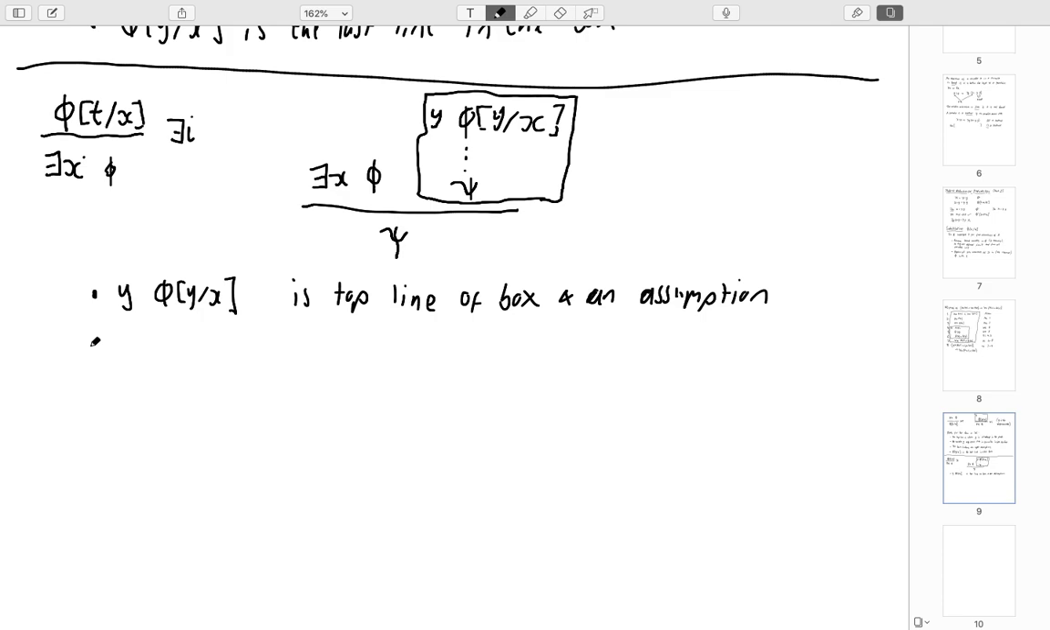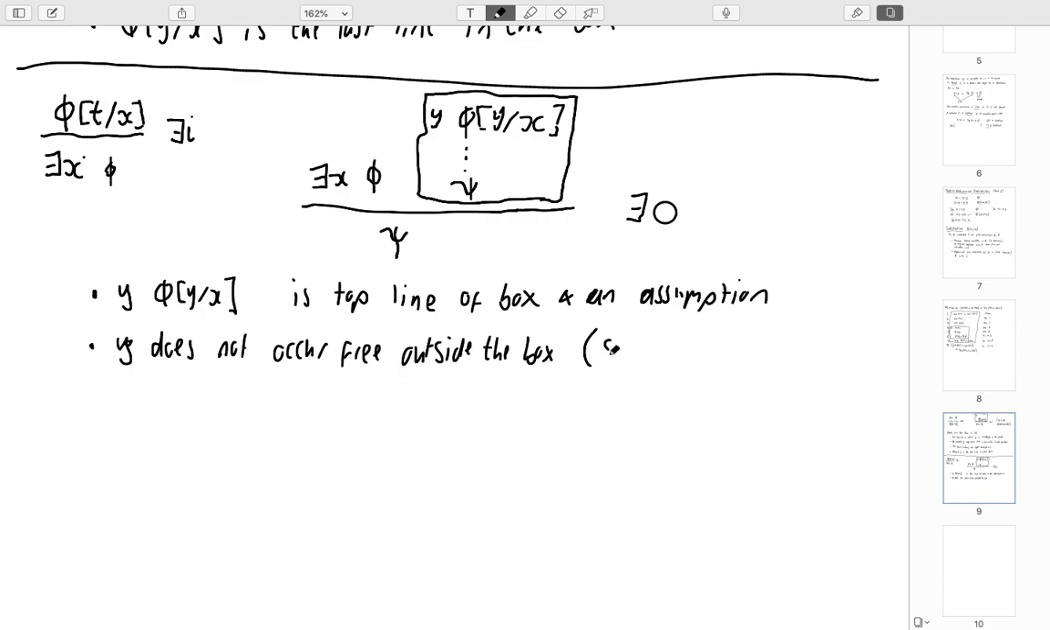So again, y does not occur free outside the box. So in particular, the formula psi is outside the box. That's the conclusion of the rule. I should have finished the rule, by the way, so let's finish that. This is the existential elimination rule. So the formula psi is outside the box.